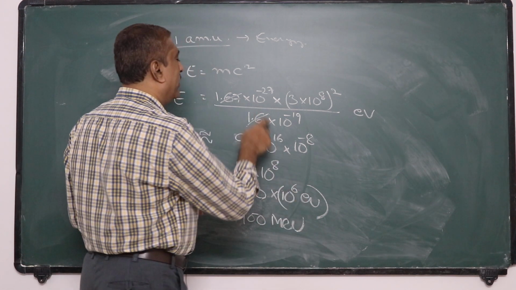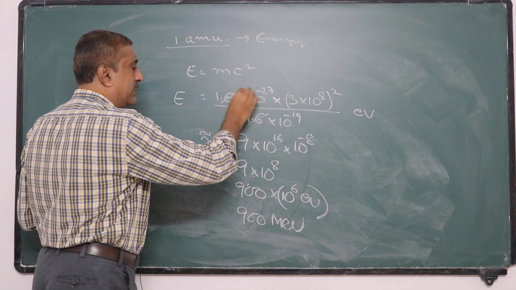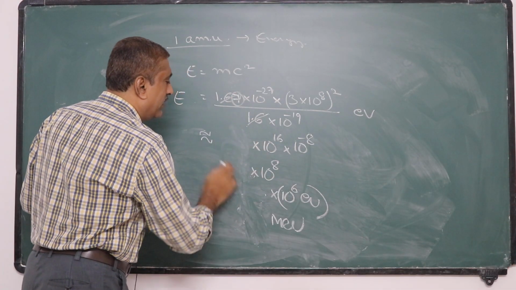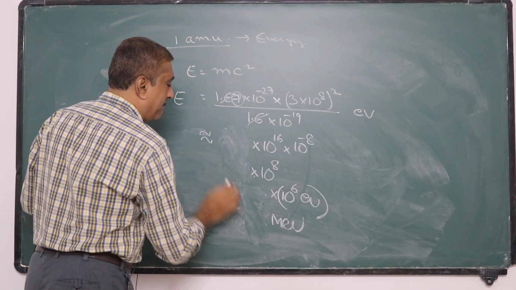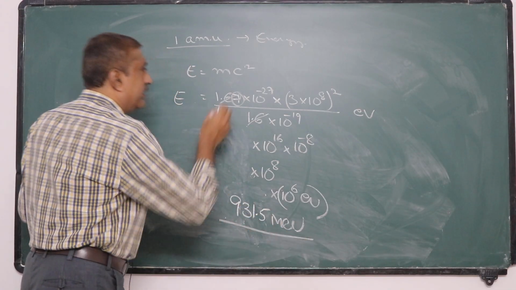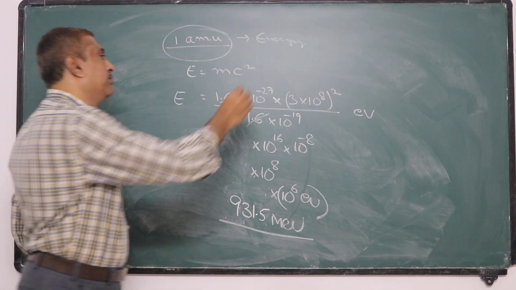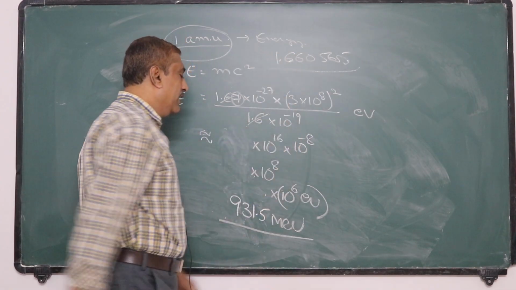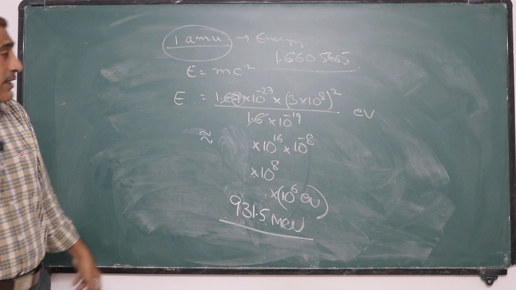Actually I have made an approximation, but if you take this 6, 7 into consideration, we will get a value of about 931.5. That means if we take the exact value of AMU, that is 1.660565, then the exact value we will get is 931 million electron volt.